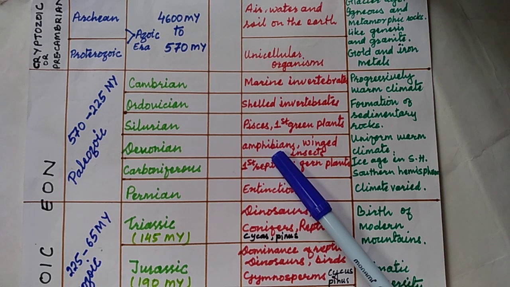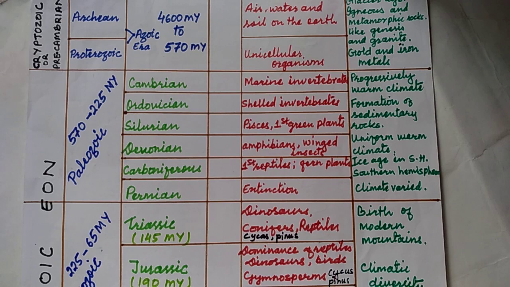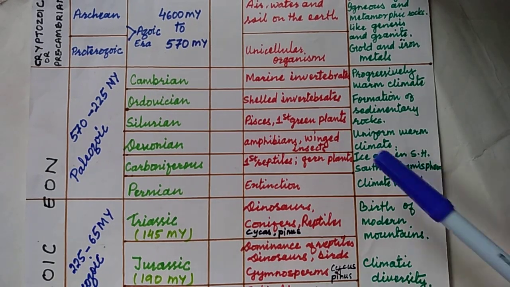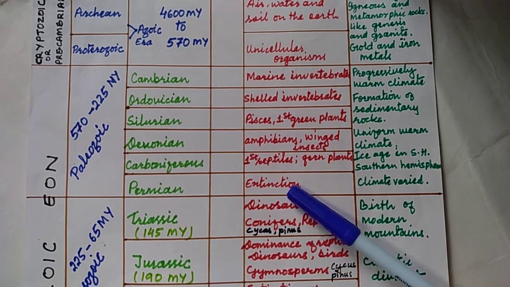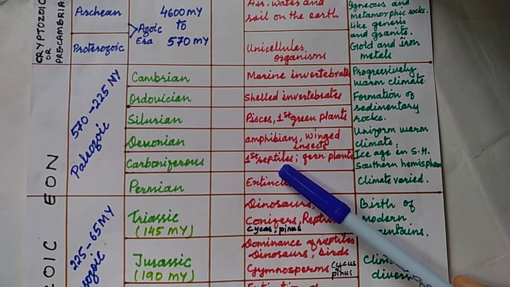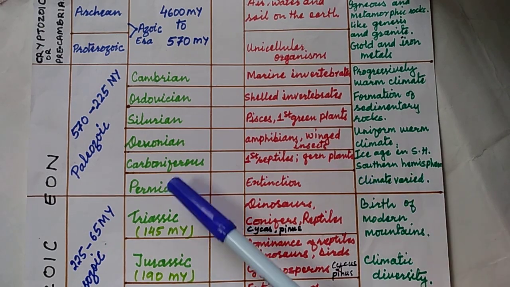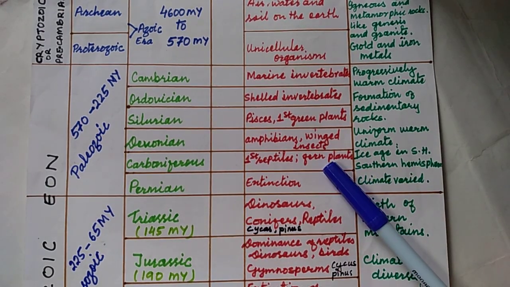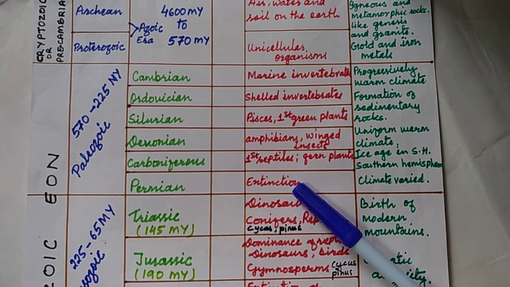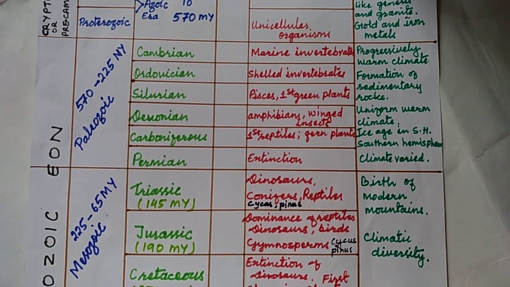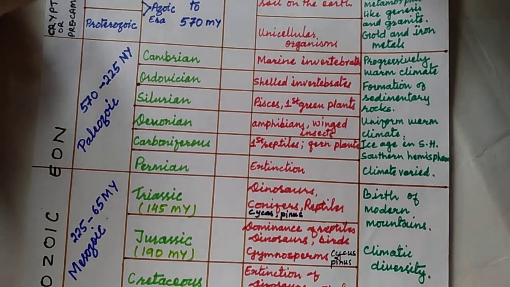Amphibians live in water as well as on the land. So amphibians were the first animals to venture onto the land. And winged insects were seen. Then after amphibians, reptiles appeared, and fern plants, or the pteridophytes, the carboniferous plants. These plants started living. Then there was a partial extinction of the plants and animals living at that time.